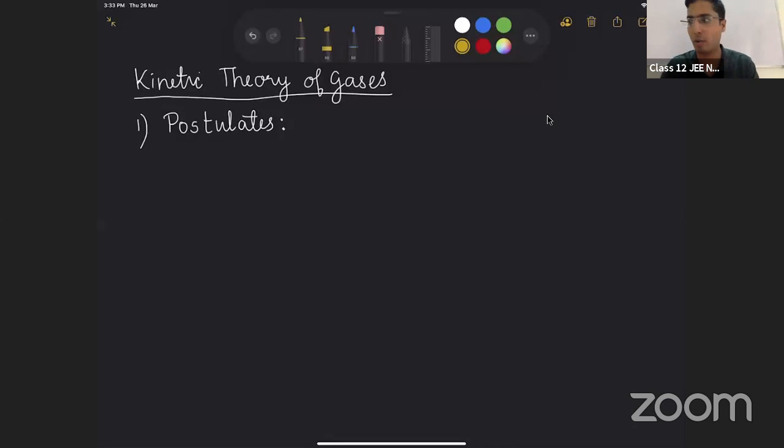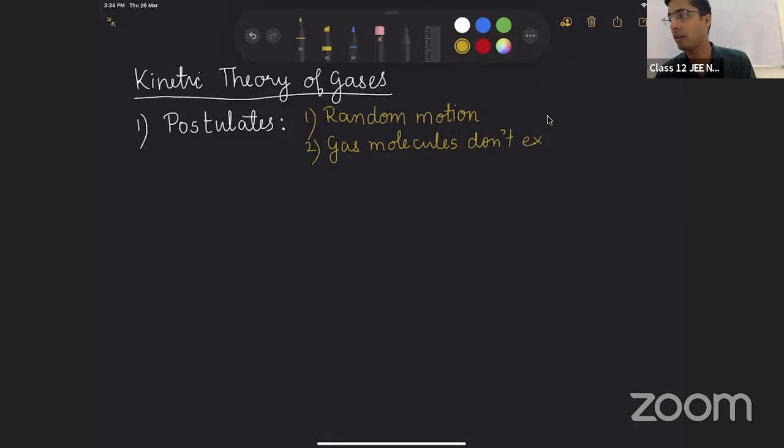I'm going to write it in quick short form. First thing was gases undergo random motion. Correct? That's the first thing. Second thing was gas molecules don't exert any force on each other.